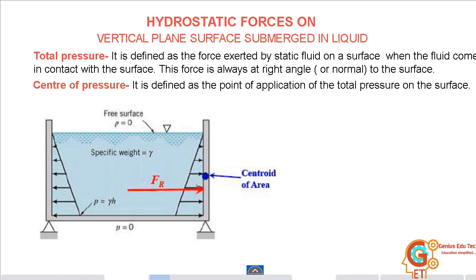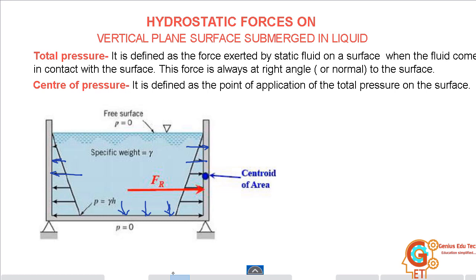To understand the concept of total pressure and center of pressure, consider this diagram. Now, as per the definition of total pressure, it is the force exerted by static fluid on the surface in contact. Here we can see the pressure is acting perpendicular to the surface in contact on both the sides, as well as perpendicular to the base also. So whenever fluid comes in contact with the surface, it will always act perpendicular to the surface.